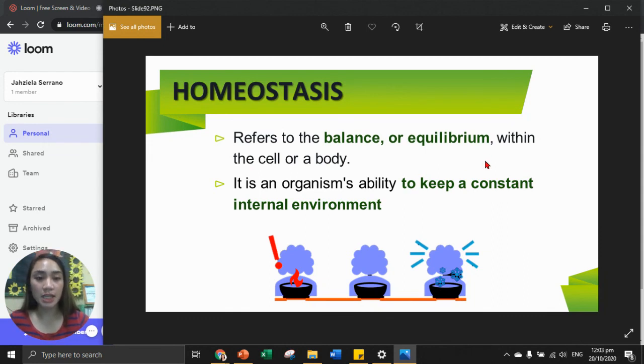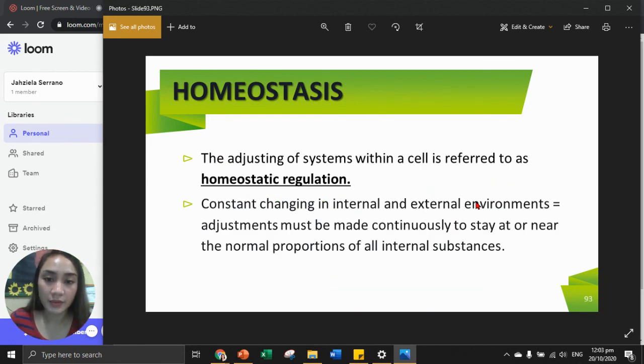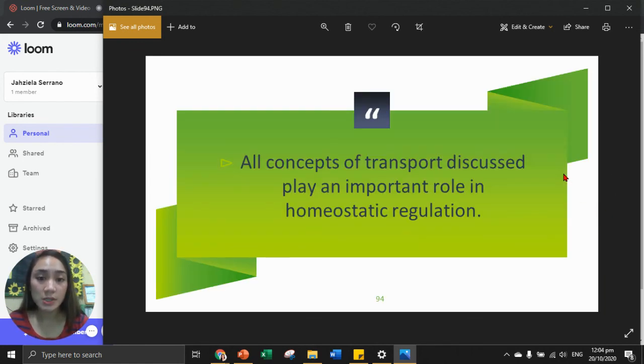So it is an organism's ability to keep a constant internal environment. No? So sa homeostasis, we have this thing called homeostatic regulation. It actually means that you have to adjust the system within a cell. Adjusting of systems within the cell, it is referred to as homeostatic regulation. And then, since there is constant change in internal and external environment, of course, adjustments have to be made continuously for the cell to stay at or near the normal proportions of all internal substances. So all concepts of transport discussed in this module play an important role in homeostatic regulation.